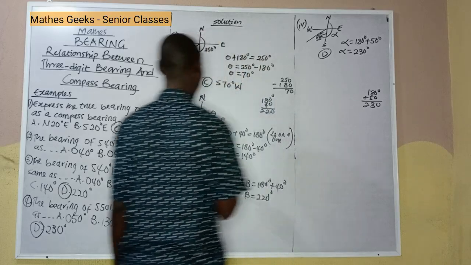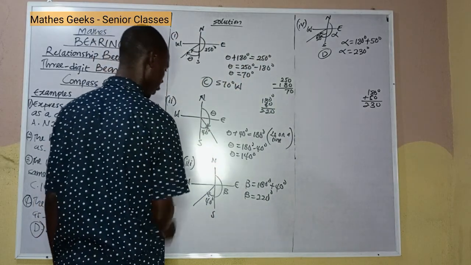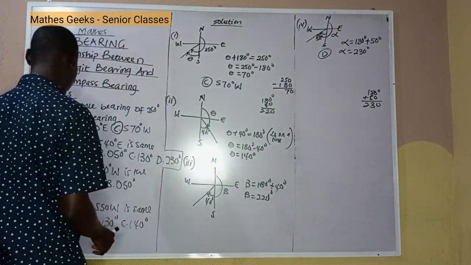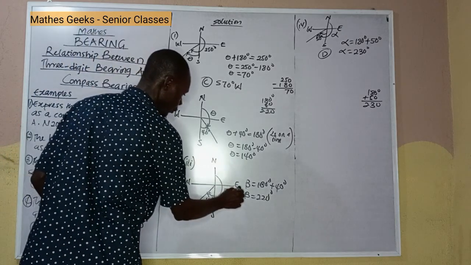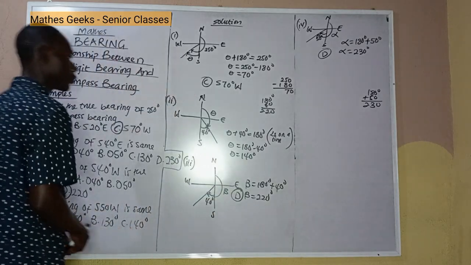Option D and C. Number 3 had no option. Number 4 is option D as well. So those are our answers.